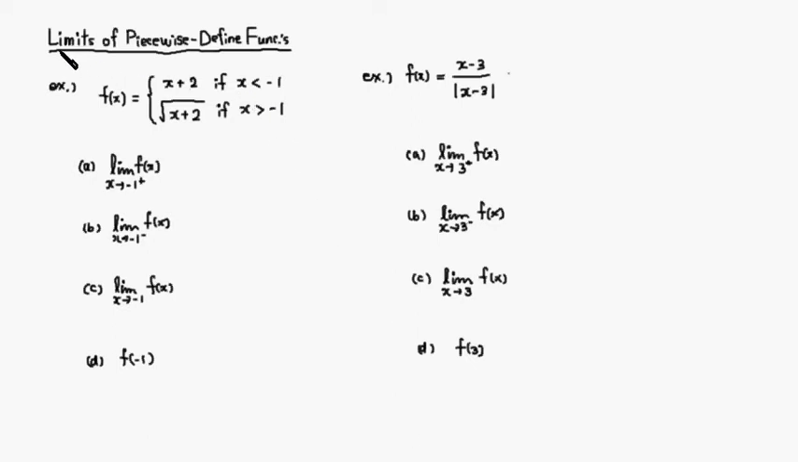Okay, let's look at the limits of piecewise defined functions. So let's dive right into a couple of examples. First one: f of x is a piecewise defined function, x plus 2 if x is less than -1, and the square root of x plus 2 if x is greater than -1.